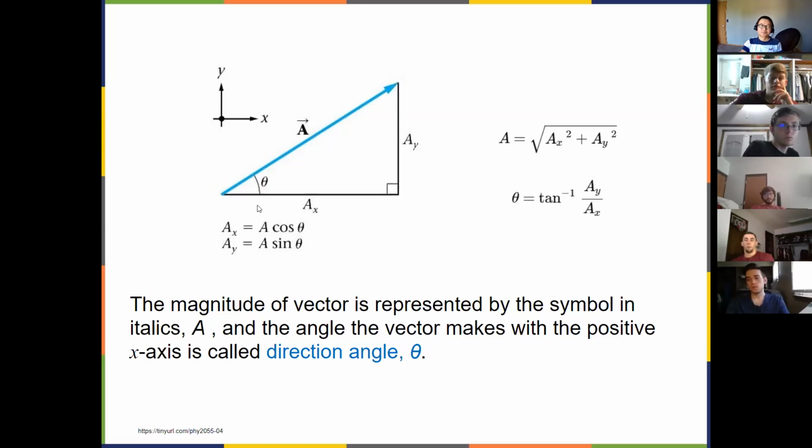Either way, cosine and sine will take care of that, because for any angle plus 360 degrees, sine or cosine will be identical.